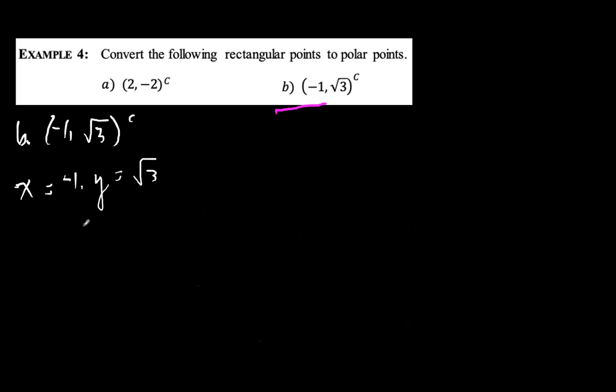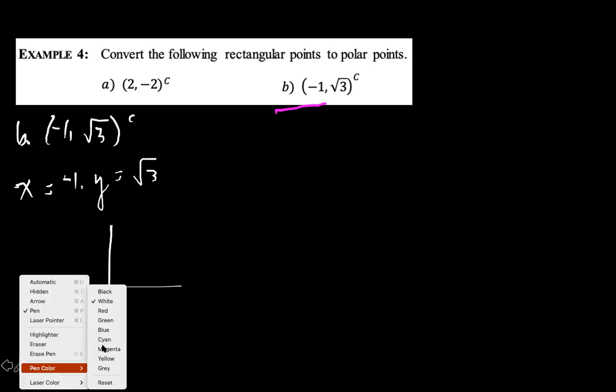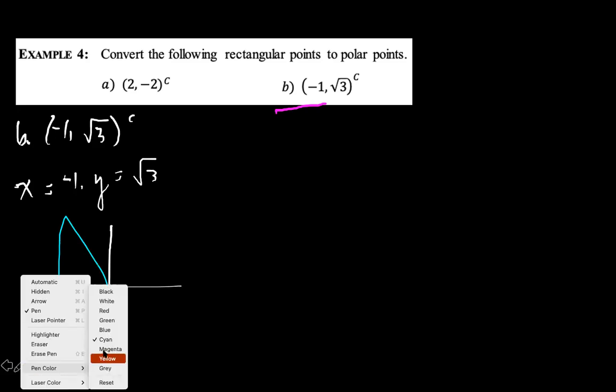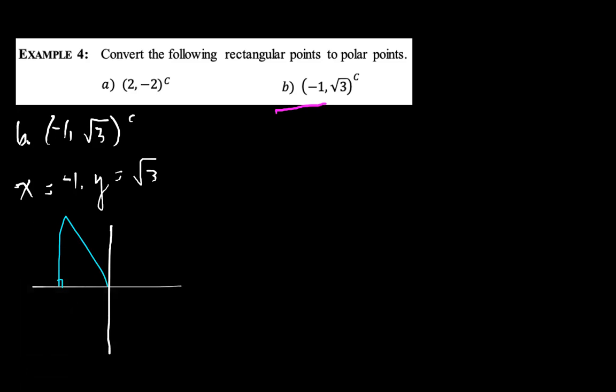And again, drawing the triangle, or the point in the rectangular coordinate system helps a lot. So x is negative and y is positive. So we can find that at the second quadrant. Here we go. This is -1, and this is our square root of 3. And we're looking for theta here.